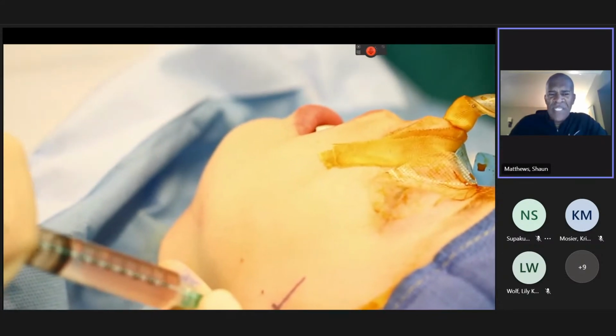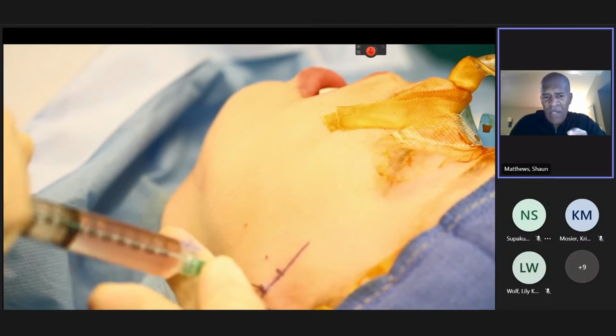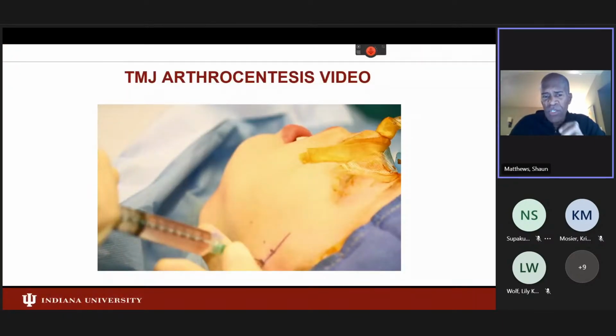This is exactly how you do an arthrocentesis. And the fluid in the syringe, which previously was clear, normal saline, has become turbid because synovial fluid has backed up into the syringe. And that's another way of confirming that we are in the right joint compartment.